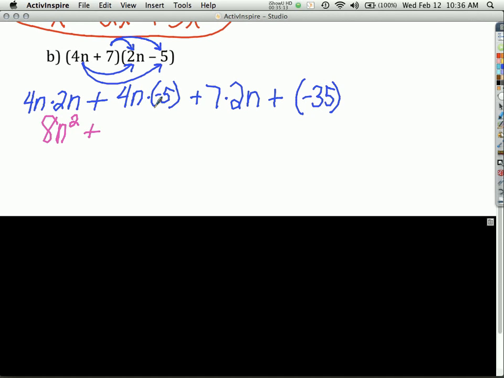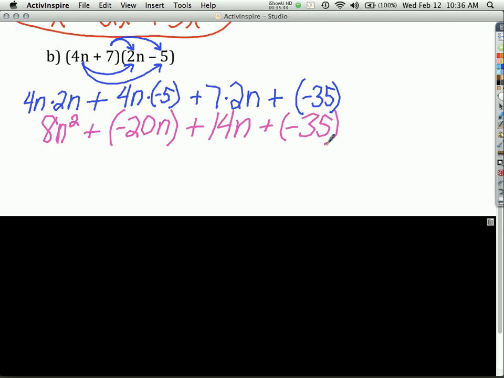Just 4 people can do that? If you're sitting there doing nothing, I assume you already did it, so then I'm going to call on you anyway. Tristan? I'm sorry? I just couldn't hear you. Negative 20n. Very good. Plus, what's 7 times 2n? Stephanie? Very good. 14n. And then we've got plus negative 35.